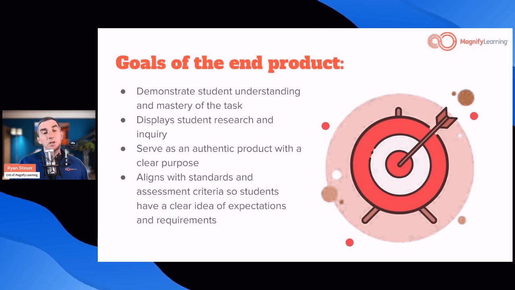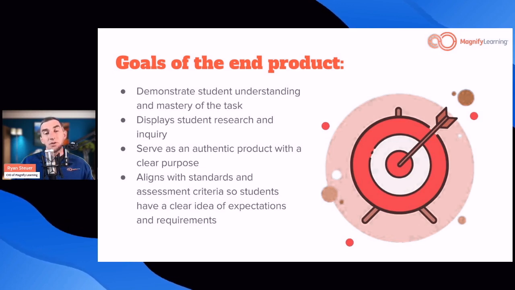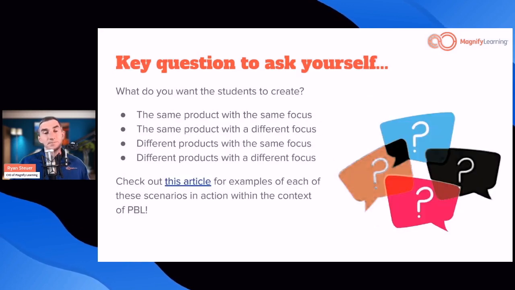So you want to be able to display student research and inquiry. These are goals of an end product. You want it to serve as an authentic product with a clear purpose, meaning it has a purpose other than just showing that they learned some stuff, right? It fulfills a purpose. Maybe it helps them portray their argument in a debate, or it shows that they have taken their learning from surface level to deep to transfer. They're now transferring their knowledge into something they've created. And of course, you want to make sure that it aligns to the standards and the assessment criteria.